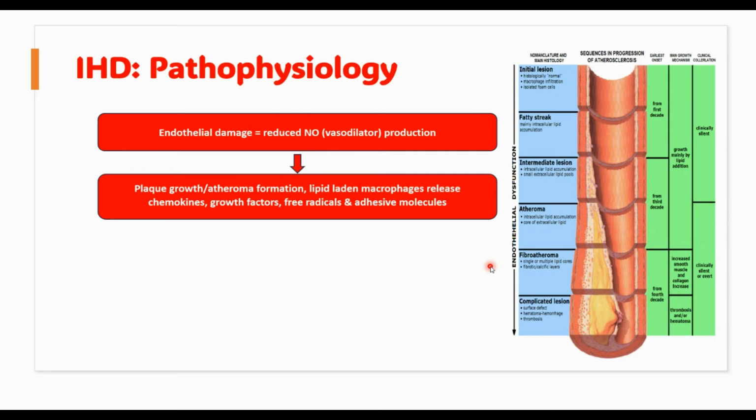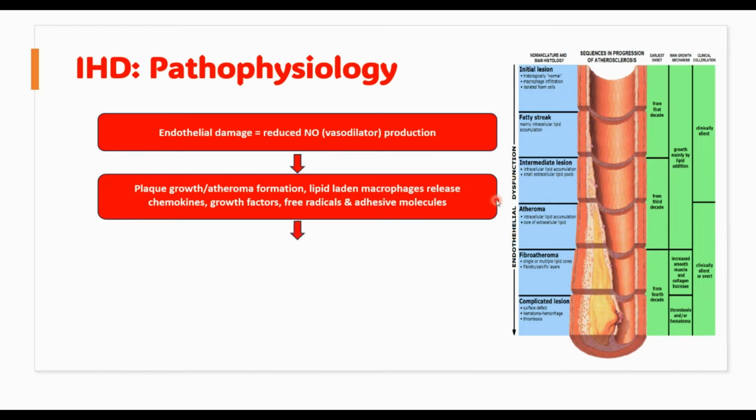And what we have is these cells called macrophages, and these enter this damaged space and they engulf. So engulf means to take in. So they take things into their cell cytoplasm, such as free fats and other lipids. And when they do this, they release all sorts of different chemokines, cell growth factors, free radicals, which are quite dangerous, and also other adhesive molecules.